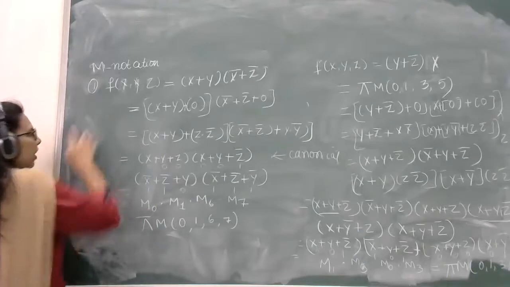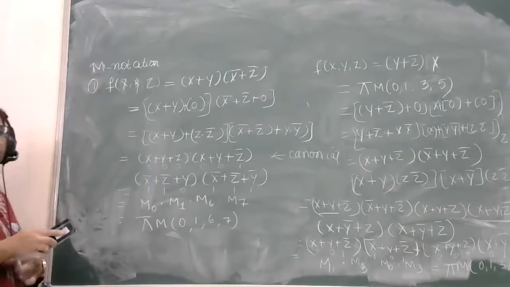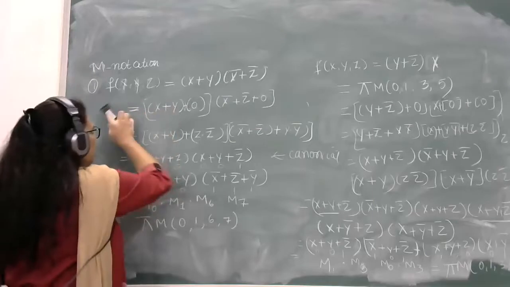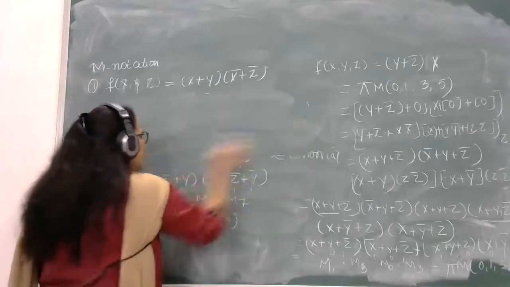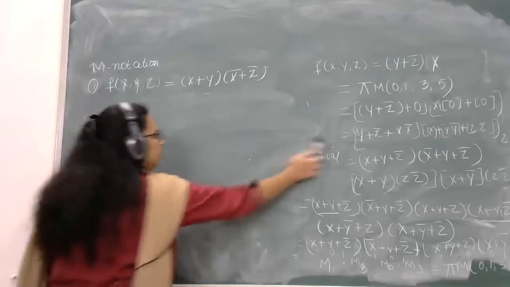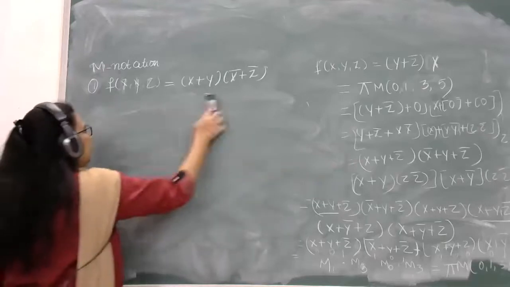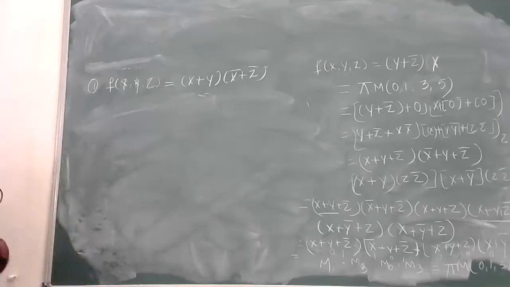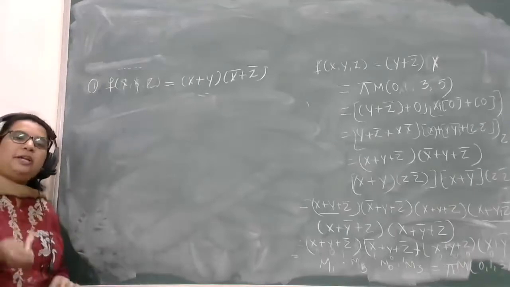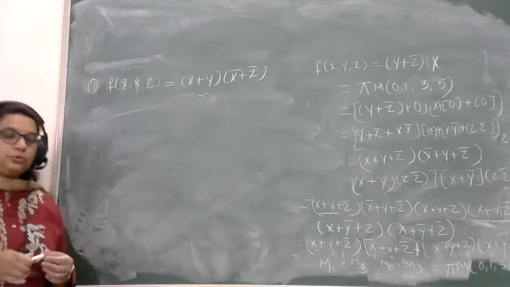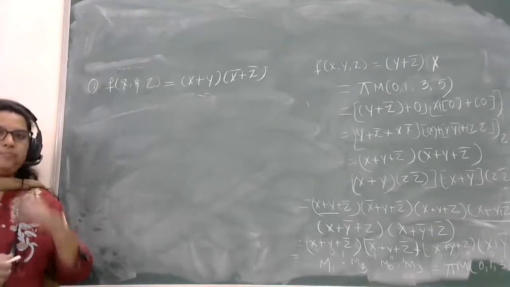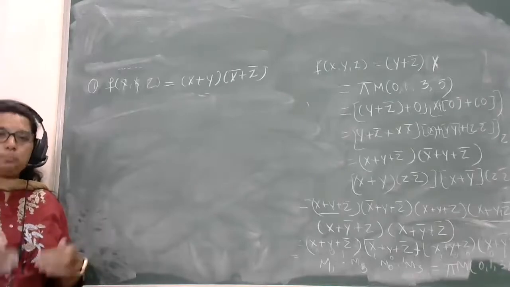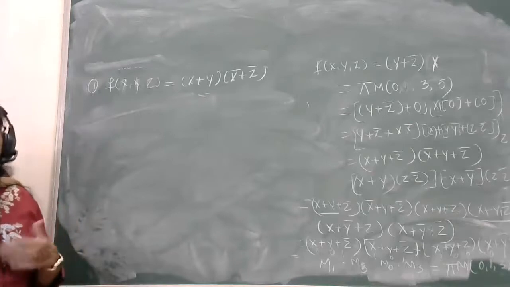Okay. Now I have an expression which is in POS form, right? If I want to convert it into an SOP form, tell me what I'm supposed to do. I have an expression in POS form, correct? This is POS form. Now if I want to convert it into an SOP form, sum of products form, what am I supposed to do?